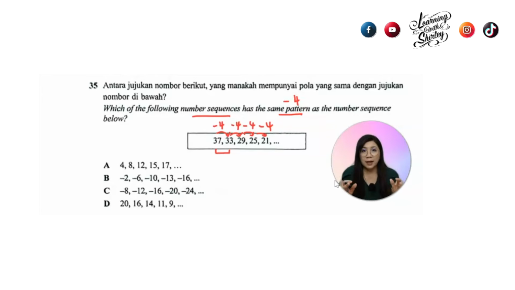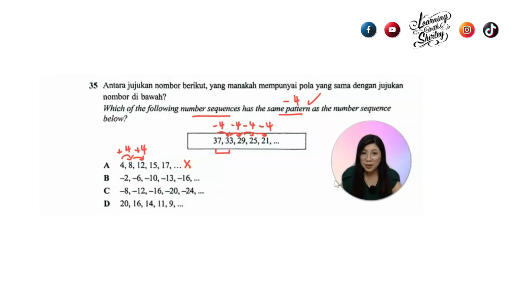Now we look at A, B, C, D. For A, 4, you need to plus 4 to get 8. 8 plus 4, you get 12. But our pattern here is negative 4, minus 4, not plus 4. So that means A is incorrect. So we cross out A.